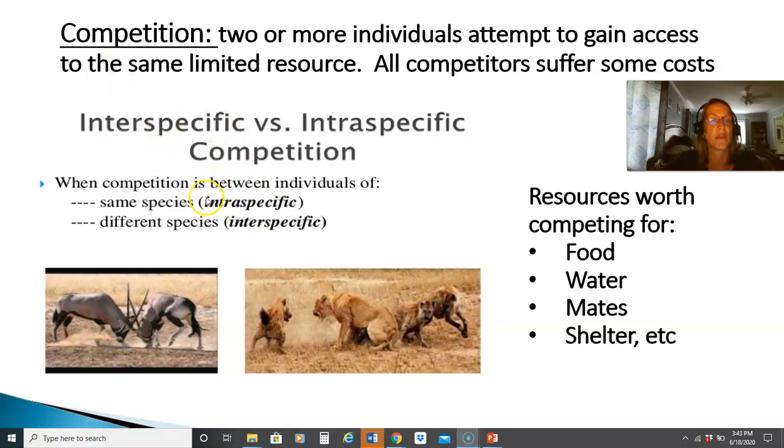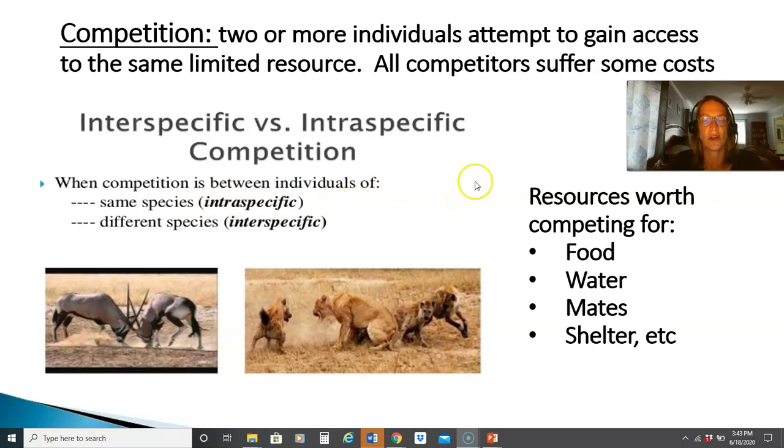Intra means within, so you might have heard of intramural sports. That means teams within a specific college are competing within that same college, different teams within the same college. So if you can remember those hints, you might be able to remember that interspecific competition is between individuals of different species, and intraspecific competition is between individuals of the same species.